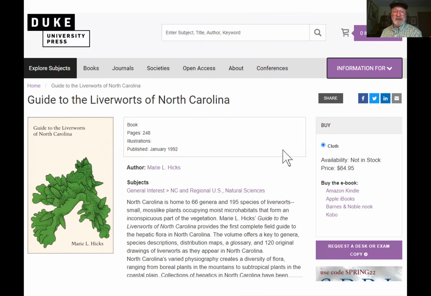Somewhat more technical, but not overwhelmingly so, but one that would assume having, say, a compound microscope, is a really good guide to the liverworts of North Carolina, and it's by Mary Hicks. And according to this Duke University website, it seems like it's out of stock, but maybe it's available from some other sources. So these are two useful books.